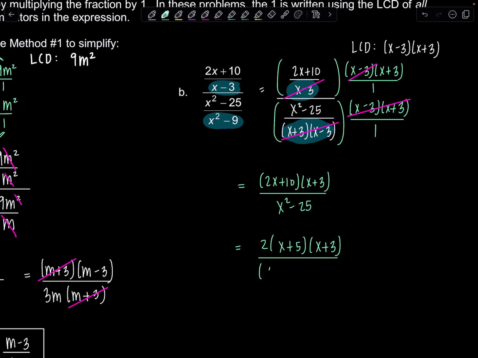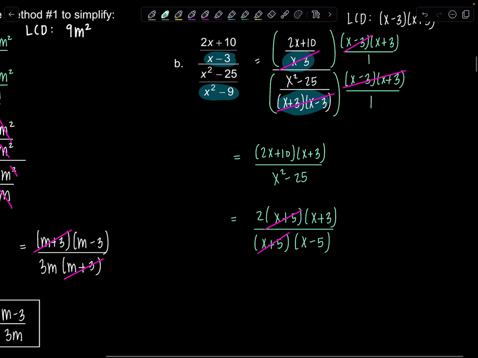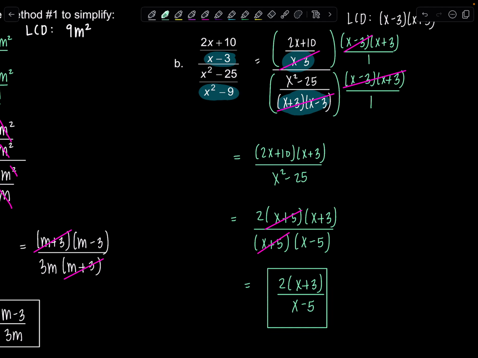And then x squared minus 25 is a difference of squares. So this is x plus 5 times x minus 5. Ooh, x plus 5 cancels. Fabulous. And then this is 2 times x plus 3 over x minus 5. And that's it. Good. Okay, so this is method 1.